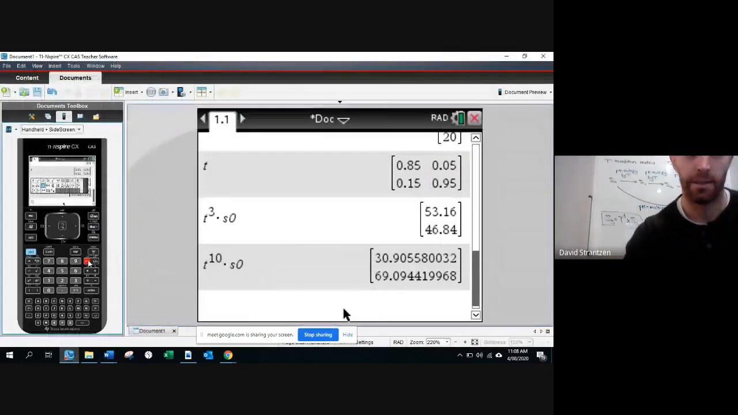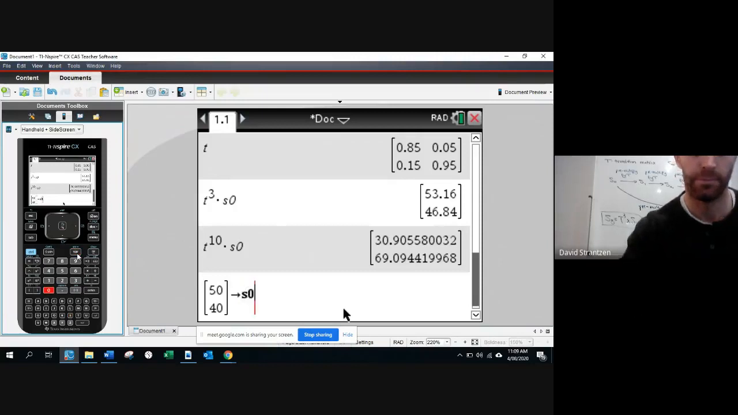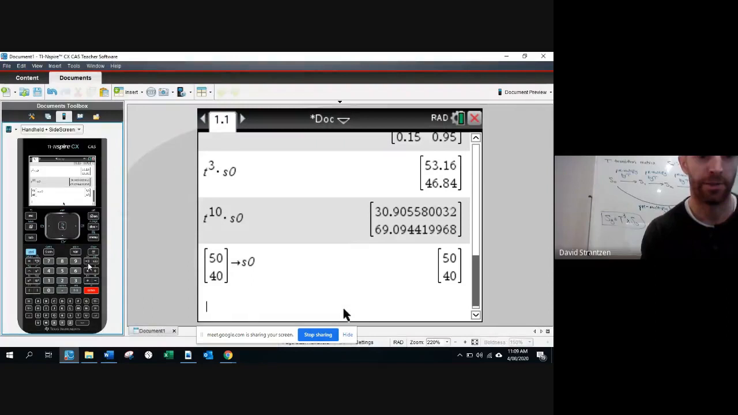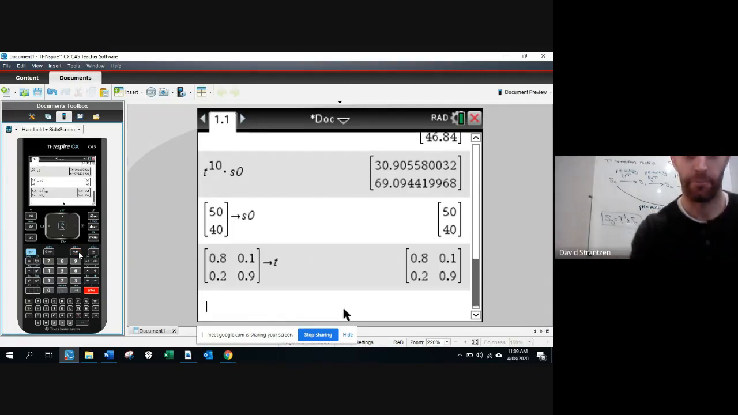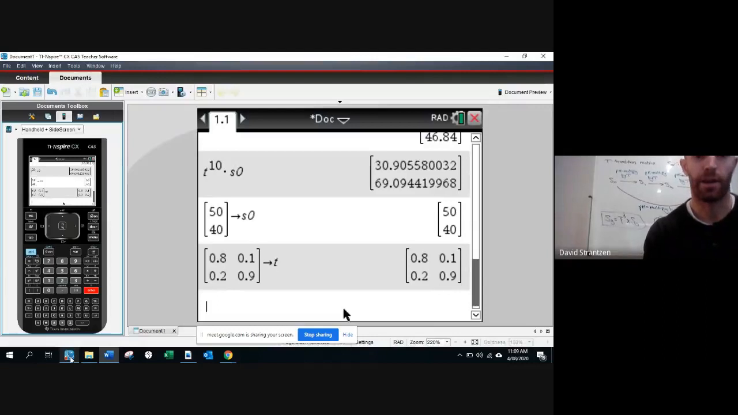So we started out with 50 in Bendigo and 40 in Colac. That was my S0. Great. Just make sure that was right. Yep. And our transition matrix was a 2 by 2. We had 0.8 and 0.2, and then 0.1 and 0.9, and that was stored as matrix T. Okay, good. So let's check what the values are for S50.